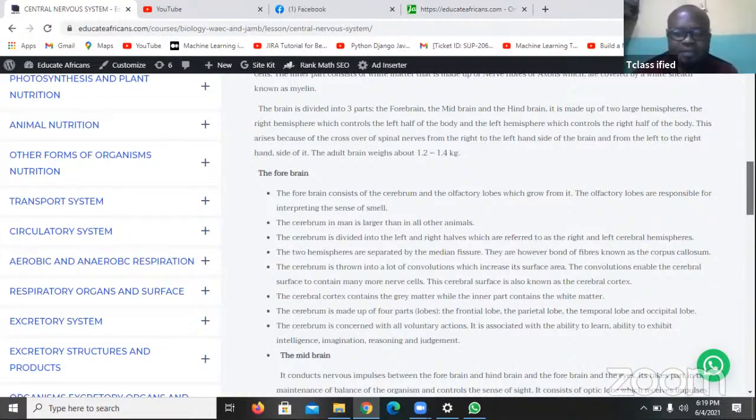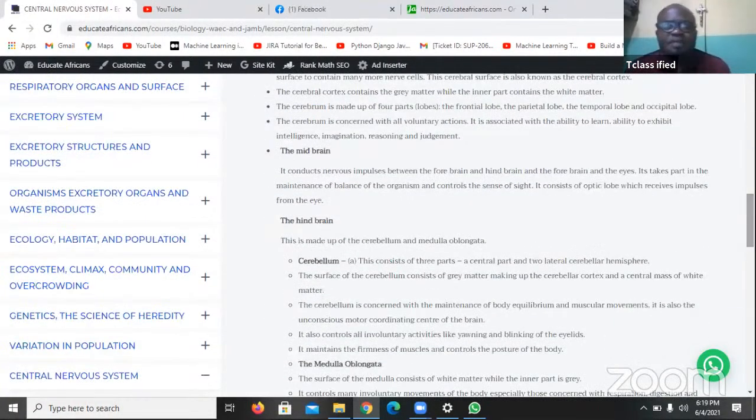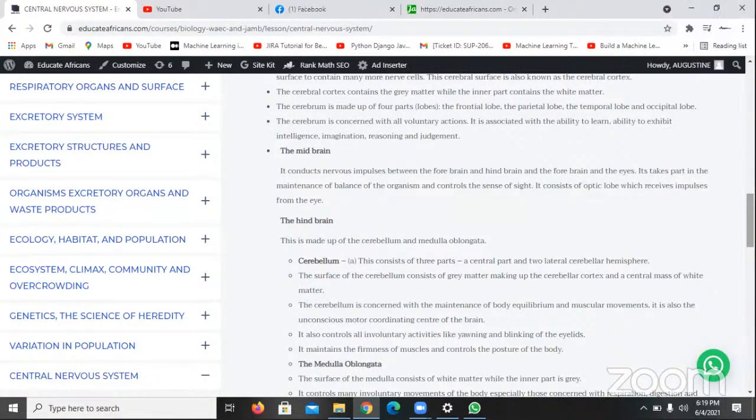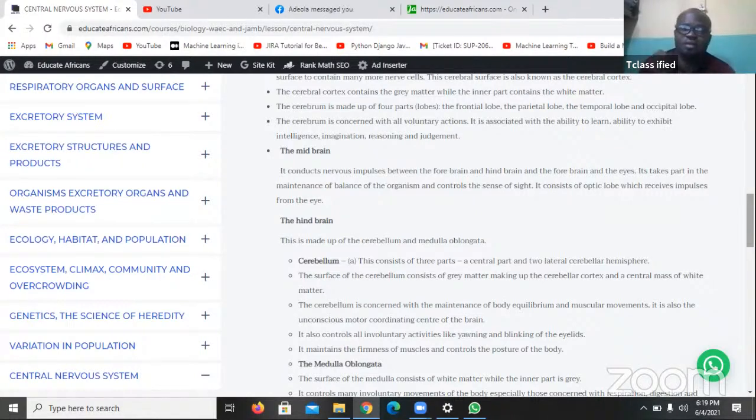So let's look at the midbrain. The midbrain conducts nervous impulses between the forebrain and the hindbrain, and the forebrain and the eyes. It takes part in maintenance of balance of the organism and controls the sense of sight. Remember, the olfactory lobe in the forebrain controls taste. So the midbrain controls the sense of sight and maintains balance. It consists of the optic lobe and receives impulses from the eye. So the midbrain is responsible for sight, for the eye.